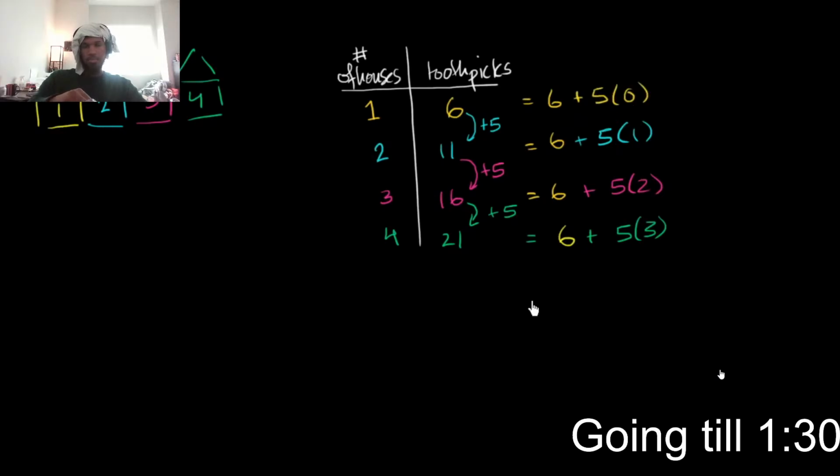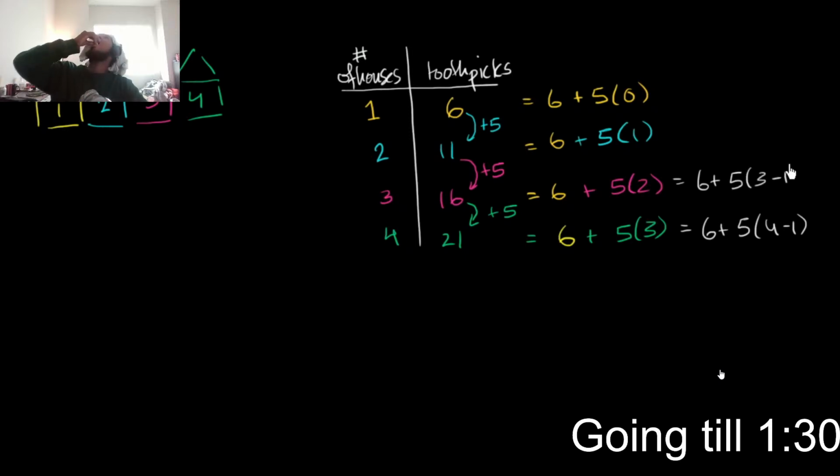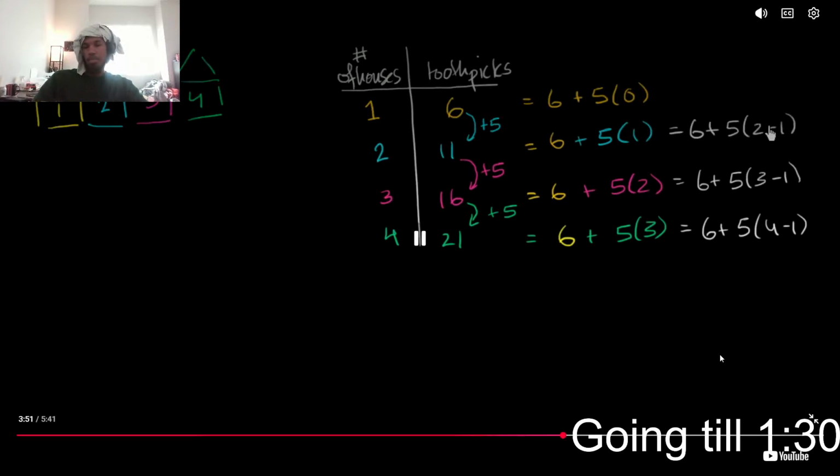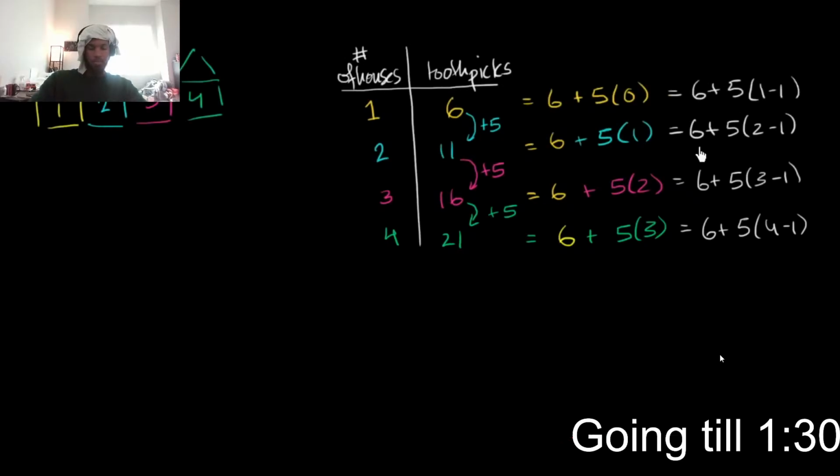So you might see a little pattern here. However many houses you needed, you take one less than that, multiply it by 5, add that to 6, and you get the number of toothpicks. And actually, let me rewrite this. So I could rewrite this as 6 plus 5 times 4 minus 1. I could write this as 6 plus 5 times 3 minus 1. You could write this as 6 plus 5 times 2 minus 1. You could rewrite this as 6 plus 5 times 1 minus 1. And maybe that makes the pattern a little bit clearer.